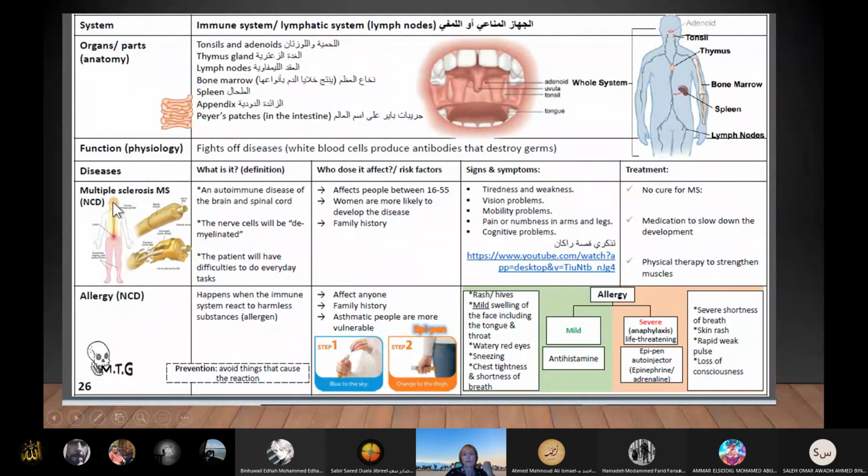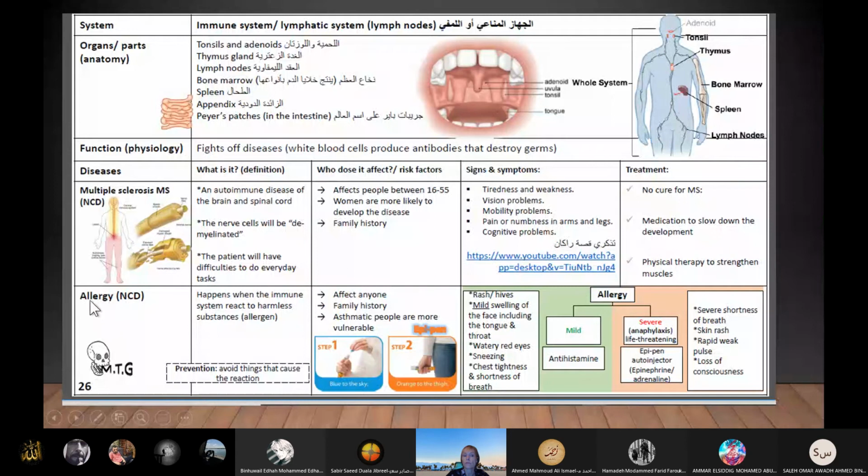If we think about the brain and the spinal cord, that's your central nervous system, and that's controlling any of the communication to your arms and your legs. So numbness, difficulty moving, vision problems, many things, okay? There's no cure, but there are medications to slow the development. Sometimes it will come and go with people. If they have MS, it'll come and go and get worse and so on. But you also have physical therapy to keep your muscles strong, okay? So to preserve the muscles that you have.